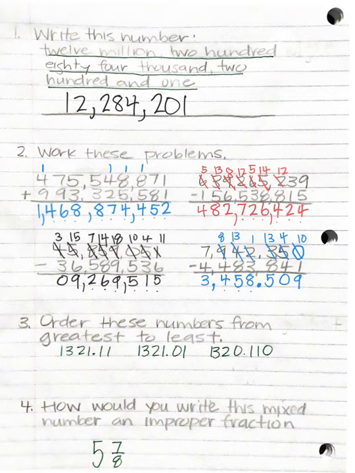On number 3, they're asking me to order these numbers from greatest to least. From greatest to least. And you know my method is to line those numbers up so we can find which is greatest. I'm lining them up based on the place value. That way I will be able to see the smallest to the largest.